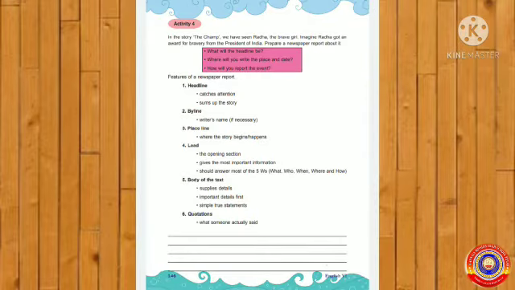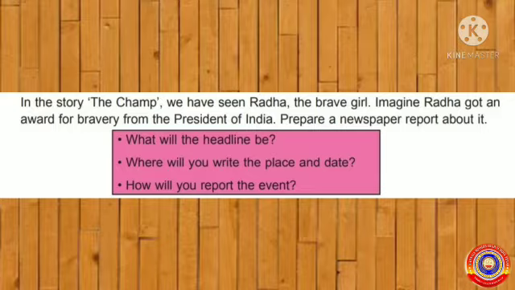Students, now all of you take page number 146. Activity 4. Read the question given there. In the story, The Champ, we have seen Radha, the brave girl. Imagine Radha got an award for bravery from the President of India. Prepare a newspaper report about it. What will the headline be? Where will you write the place and date? How will you report the event?